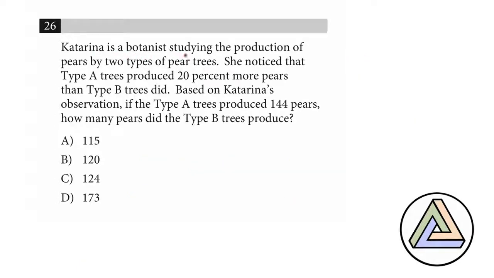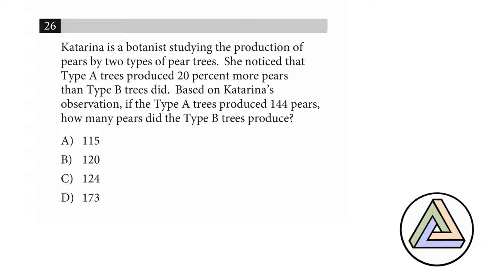Okay, Katarina is a botanist studying the production of pears by 2 types of pear trees. She noticed that type A trees produced 20% more pears than type B trees did. Based on Katarina's observation, if the type A trees produced 144 pears, how many pears did the type B trees produce? So that could be seen certainly as a system of equations, interestingly enough.